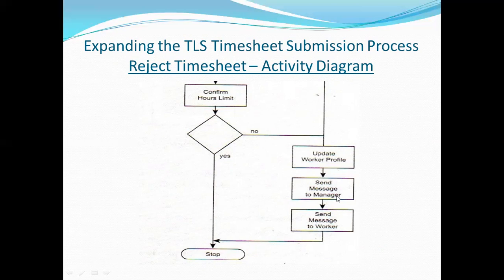Send the message to the manager that under that particular manager, the employee is working and that employee's timesheet is rejected because of this particular reason. And send a message to that employee also that his timesheet is rejected because of this particular reason. So you mention the reason also.